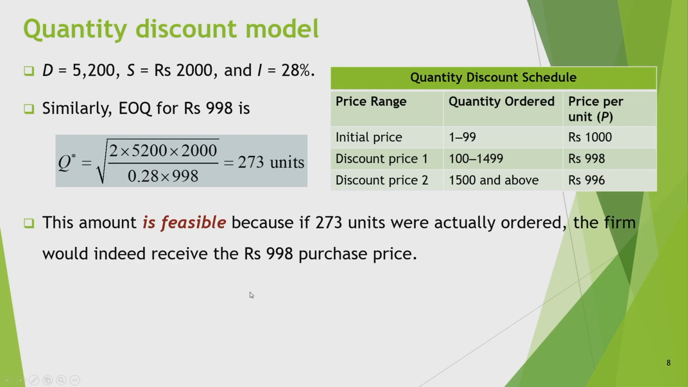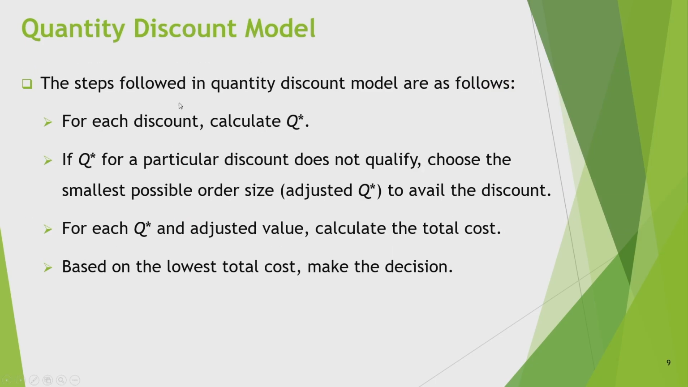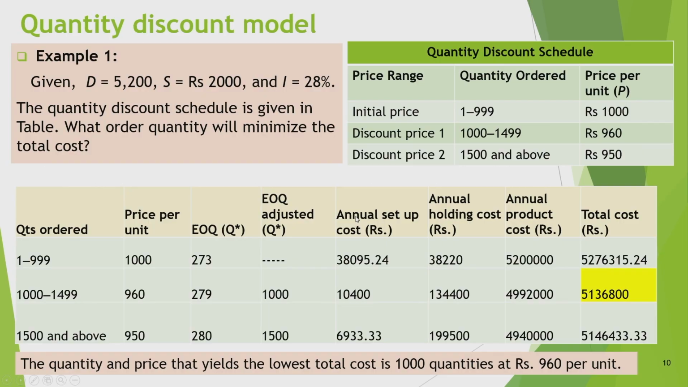So, you have to see what steps we follow and how we take the decision. Steps followed in the quantity discount model are as follows. For each discount, calculate Q star. If Q star for a particular discount does not qualify, choose the smallest possible order size, that means adjust Q star to avail the discount. You can adjust a little bit, and for each Q star and adjusted value, calculate the total cost.